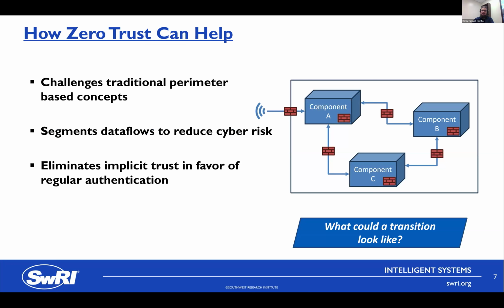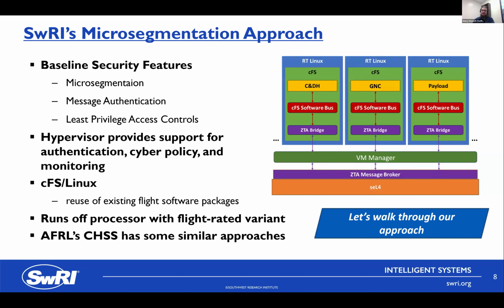Now, zero trust architecture challenges this traditional perimeter-based concept, and it segments data flows to reduce cyber risk and eliminate implicit trust in favor of regular authentication across these components. And so that brings us to microsegmentation. By segmenting all of these components and doing regular authentication between these subcomponents, we're able to secure each of these segments against even each other. So even if you have this 1 in 1,000 chance of compromising component A, they still have to be able to compromise components B and C on top of that.